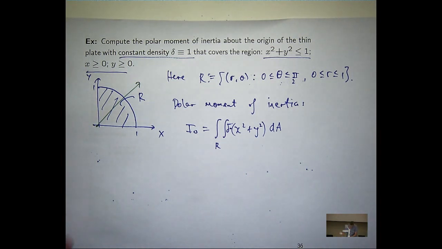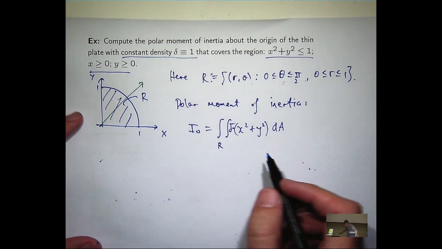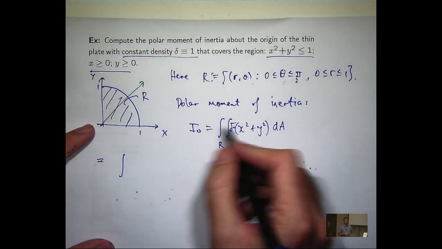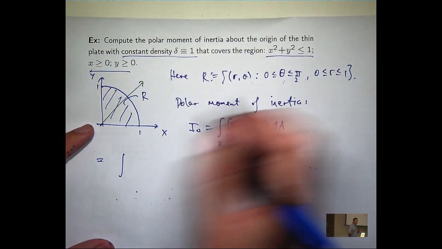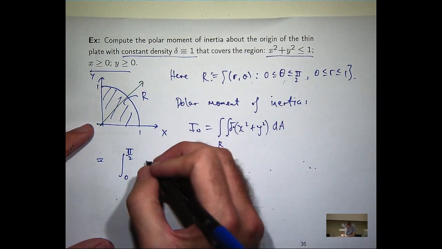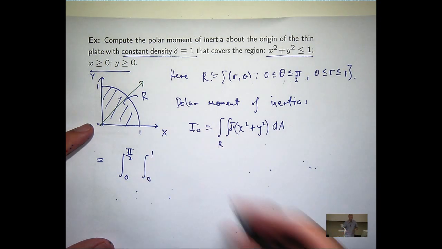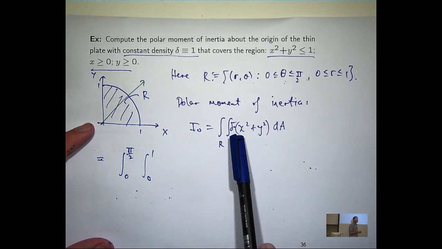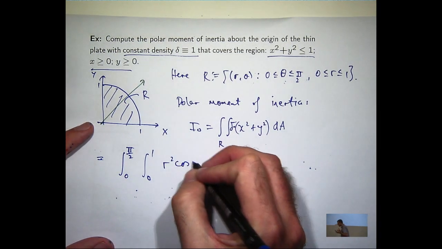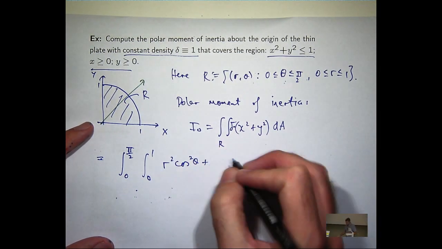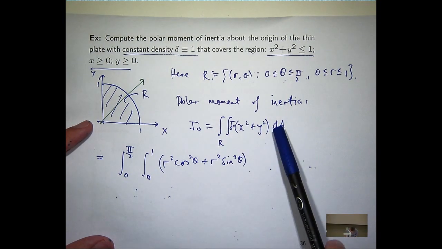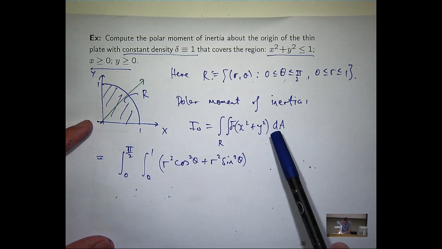Let's put this into our polar form. So delta's just 1. Theta's between 0 and pi on 2. R's between 0 and 1. Now, replace x with r cosine theta, y with r sine theta. And replace dA with r dr d theta.